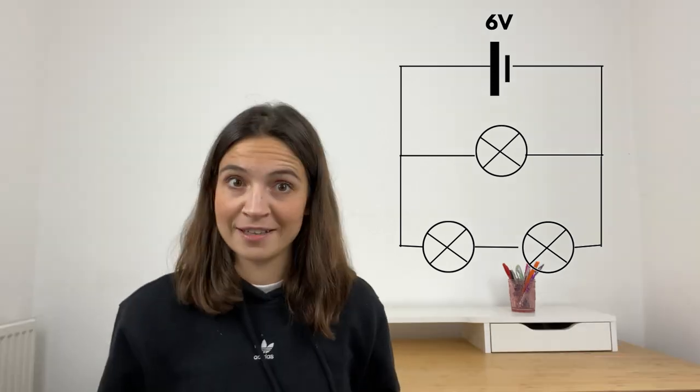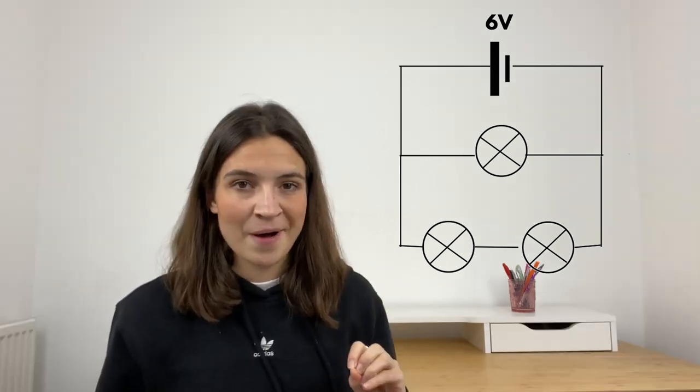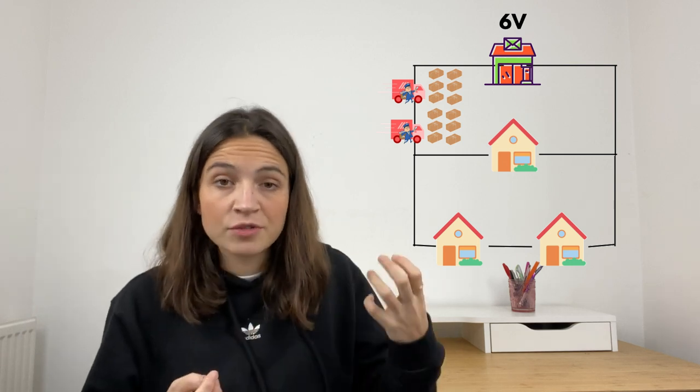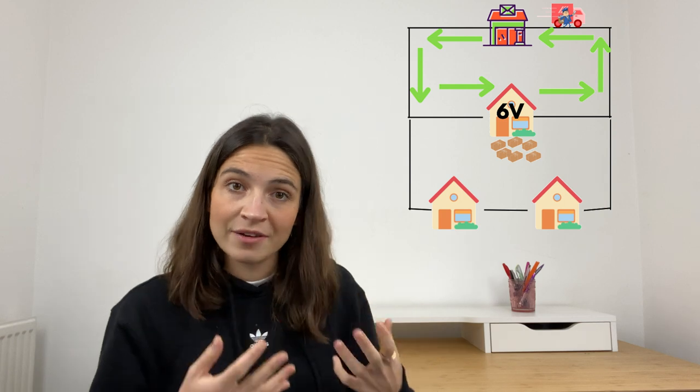Panic? No need. Let's think about our postman. Okay, let's follow the first one. He goes through the top branch, and on his route back to the cell, he only goes past this one house. So all of his packages get delivered there. The supply is 6 volts, then there are 6 volts over this bulb. That one was exactly the same as our previous example.